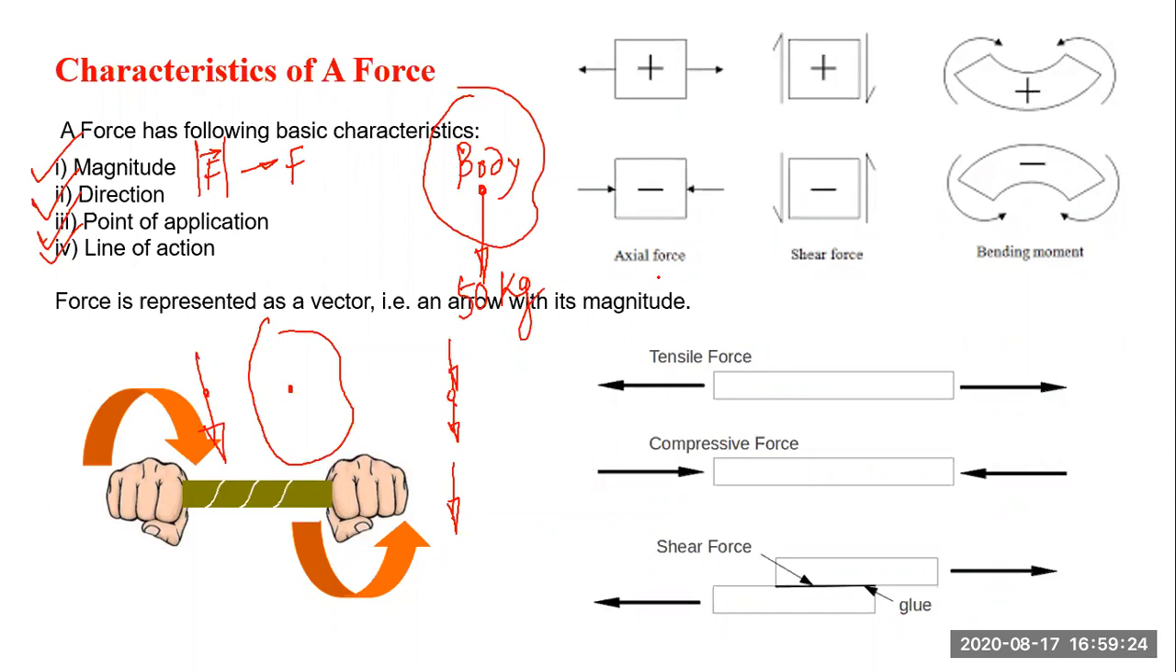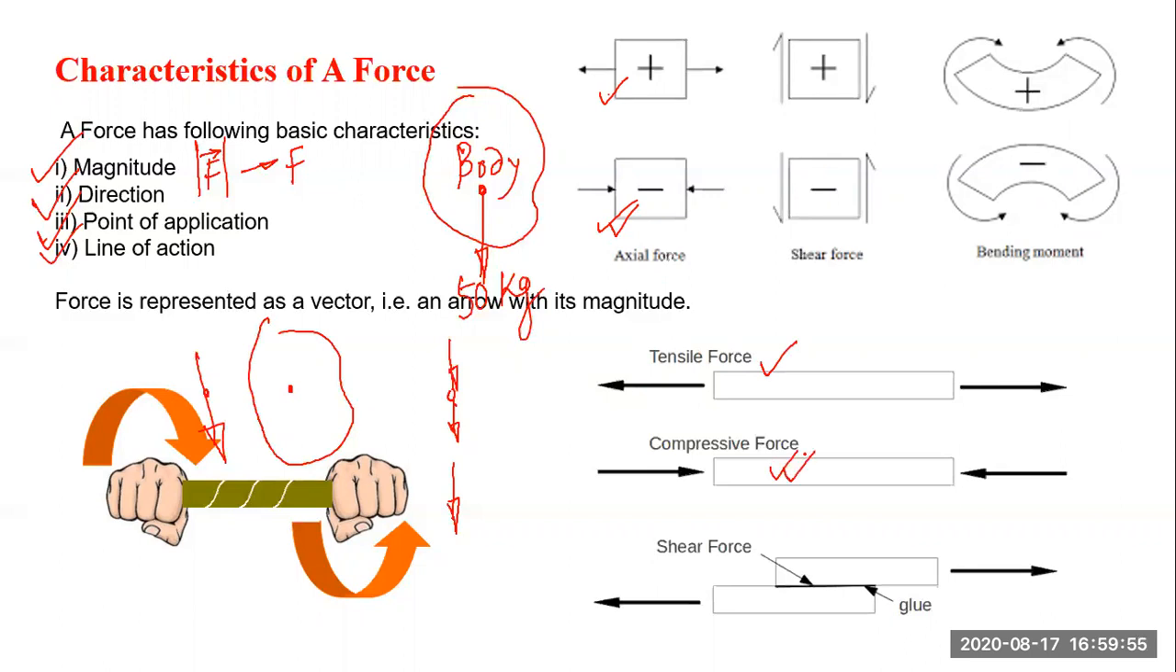It may be tensile in nature. Tensile means pulling. Tensile means pulling, and compressive means push. So any forces like this are push, and any forces like this are called pull. These two are shown here: this is the tensile force, this is the compressive force.